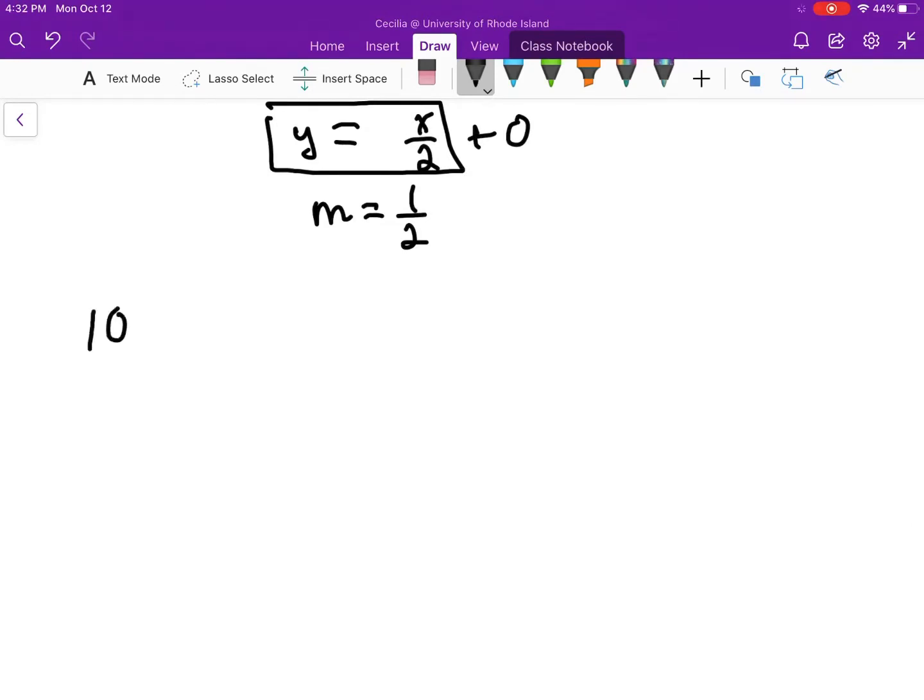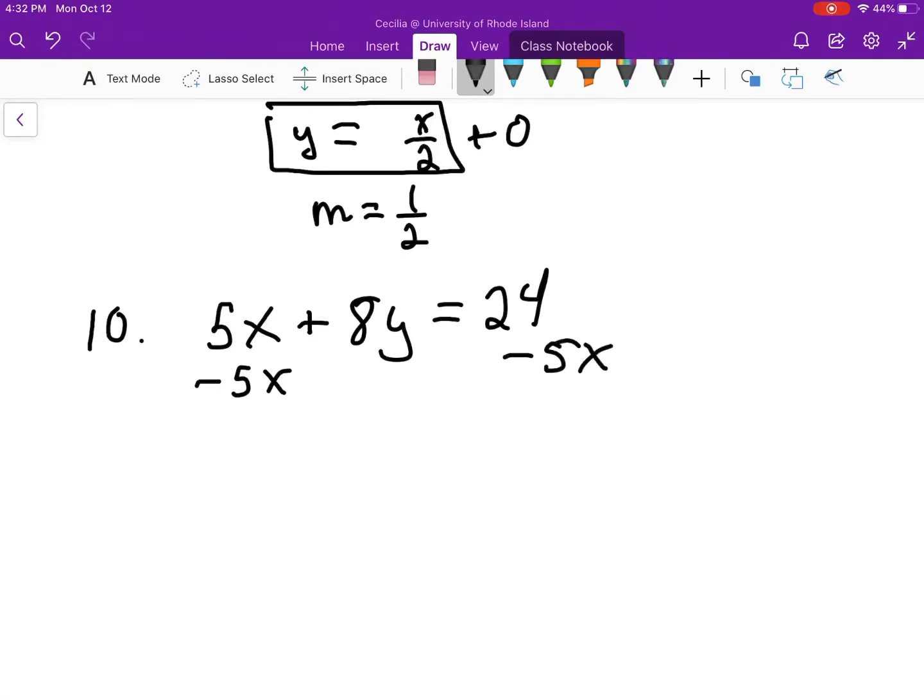The next question is to do the same thing with the line 5x plus 8y equals 24. Again, remember, we want to put this in the y equals mx plus b form. So we're going to subtract 5x from both sides. And I'm going to put the minus 5x first so that I can have it already starting to go into the mx plus b form.